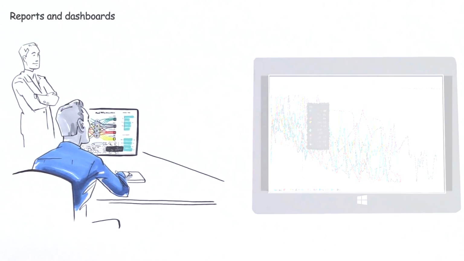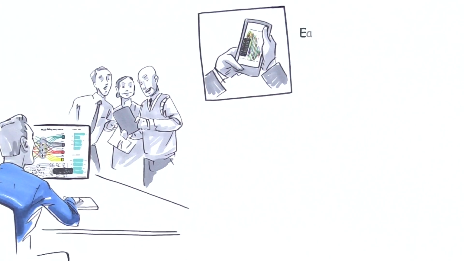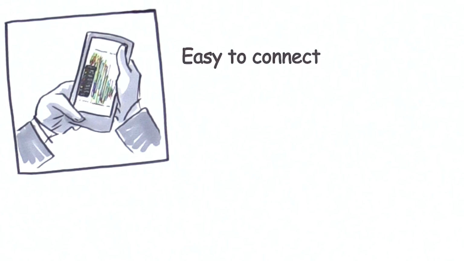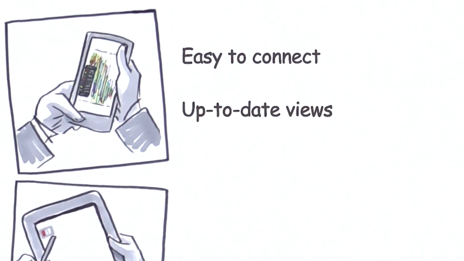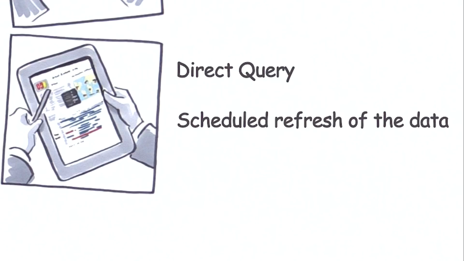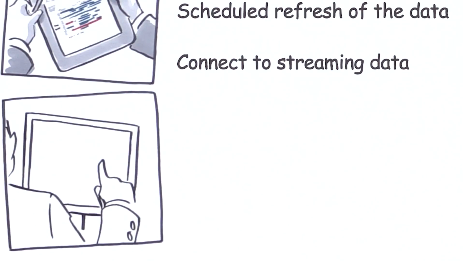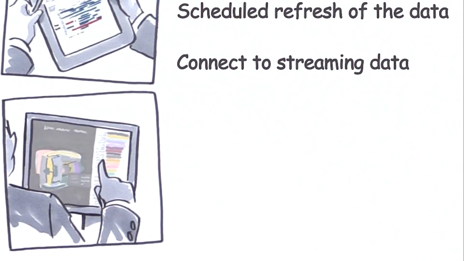Reports and dashboards render consistently on any device. It is easy to connect to the data that matters for Jim's app on-premises or in the cloud. Up-to-date views of the data can be delivered in the application with direct query, scheduled refresh of the data, and by connecting to streaming data. Power BI Embedded scales to meet demand, and with no commitments, there's no risk to try it.